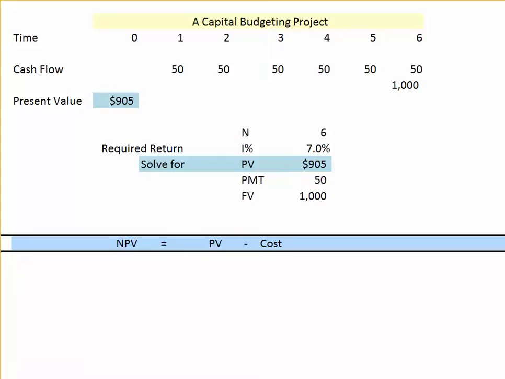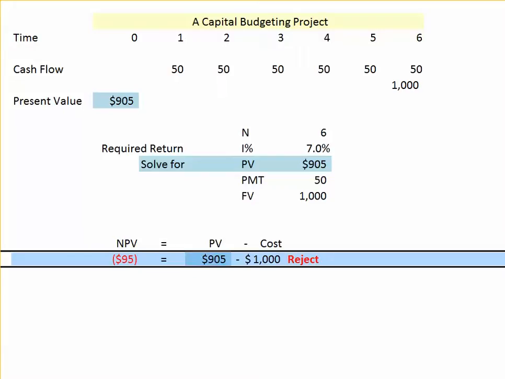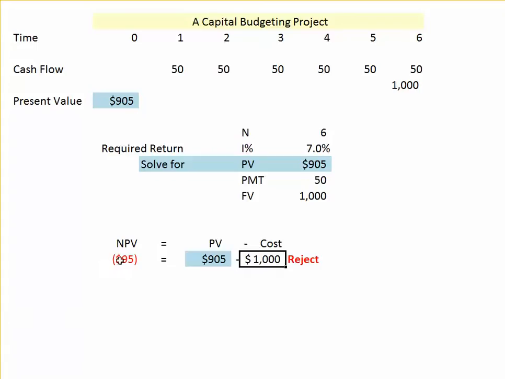Now recall, in capital budgeting, we want to calculate our net present value. And our net present value is simply the present value of the project minus its initial cost. In this case, we found a present value of $905. And if the project cost $1,000, we would say the project has a negative $95 net present value. And of course, we would reject the project.